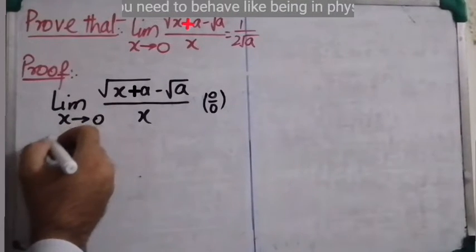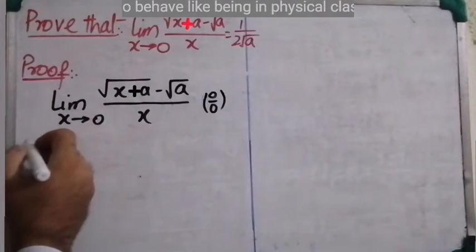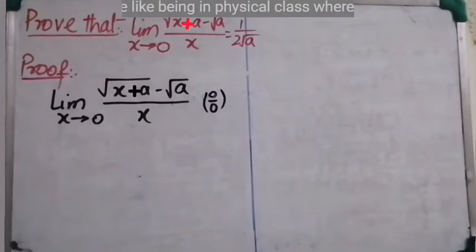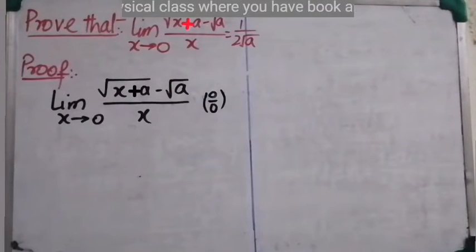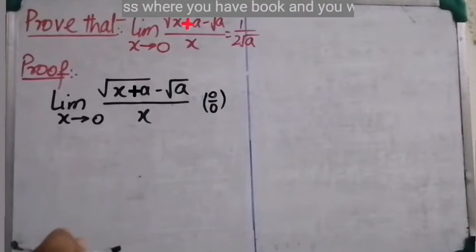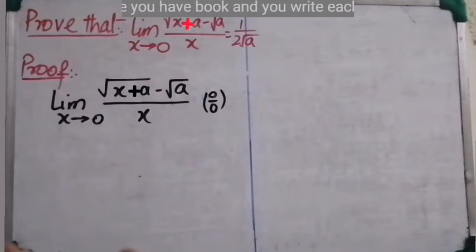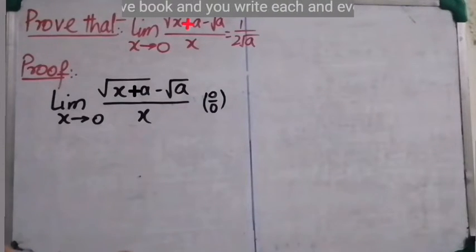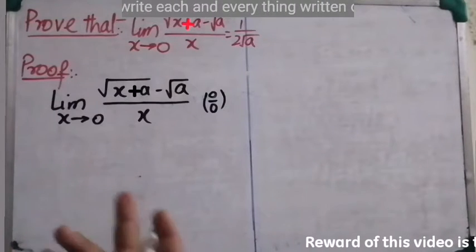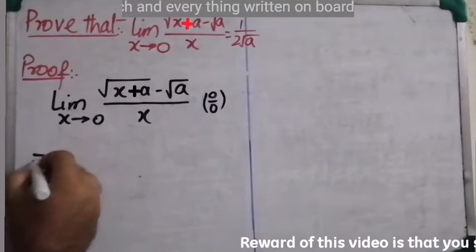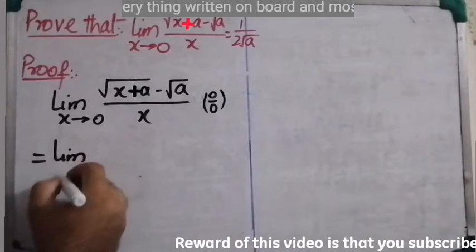In the numerator, if we put x equal to 0, it will be square root a, and square root a minus square root a becomes 0, divided by x, which becomes 0 due to the limit. So this is the 0 by 0 form, which is called an indeterminate form. An indeterminate form will be determined by some technique, and the technique that works here is rationalization.